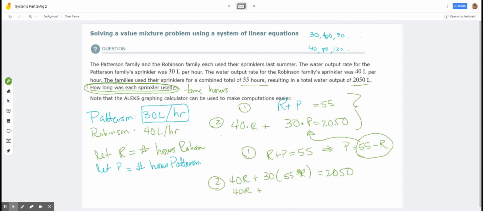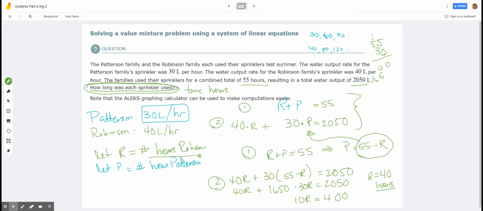40R plus distribute 30 times 55. I don't know what that is, go ahead and use your calculator. 1650. 1650 minus 30R equals 2050. Okay, subtract 1650 from 2050. We're going to get 400. And then 40R minus 30R is 10R. And then divide, and you're going to get R equals 40 hours. Okay, that's what we were looking for.